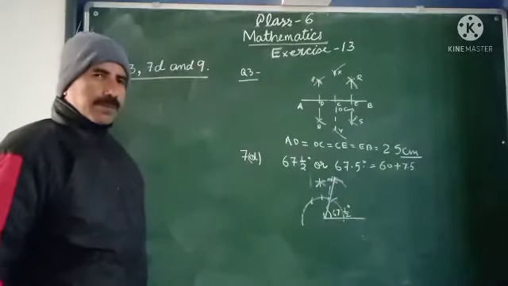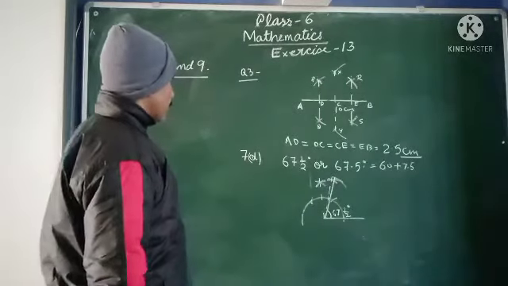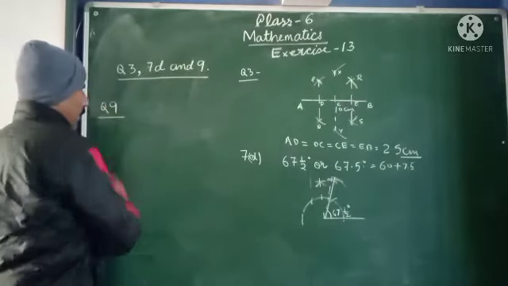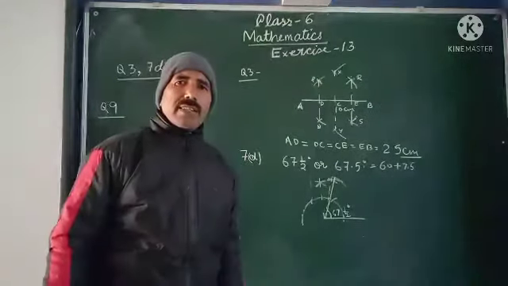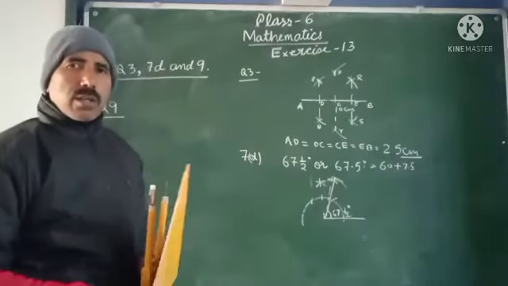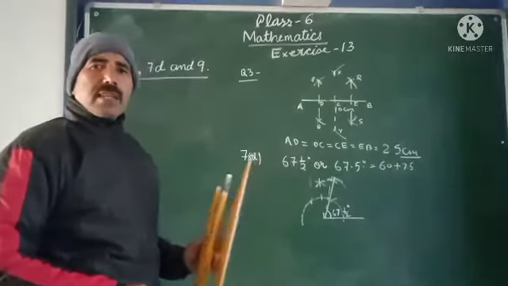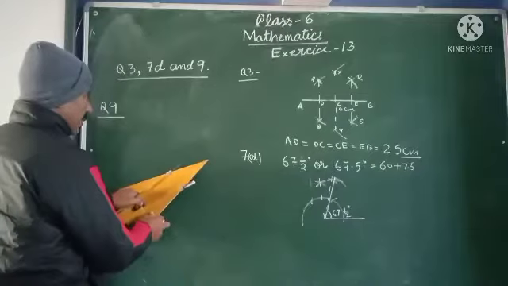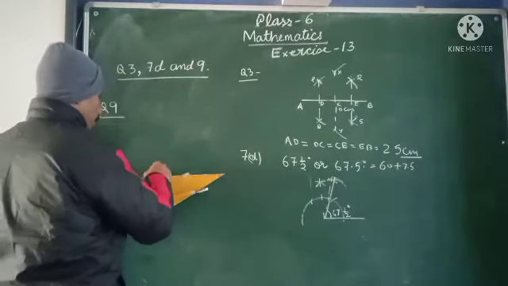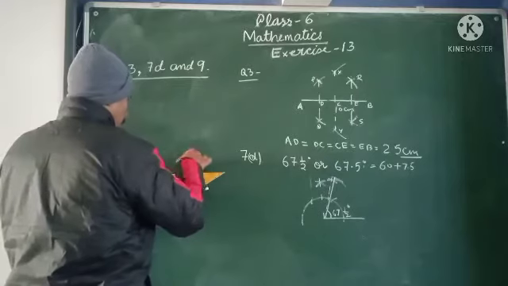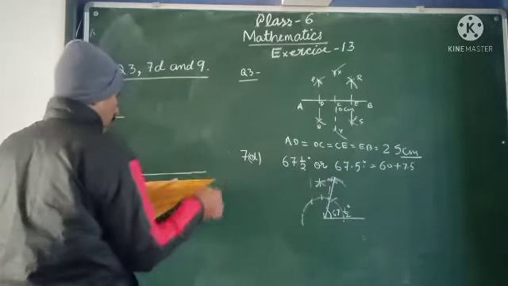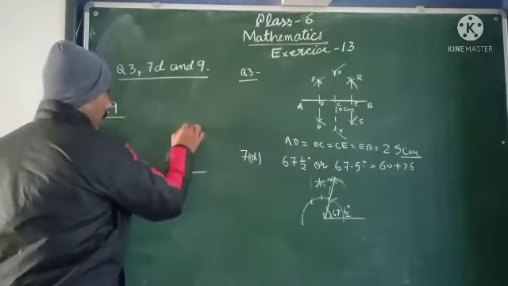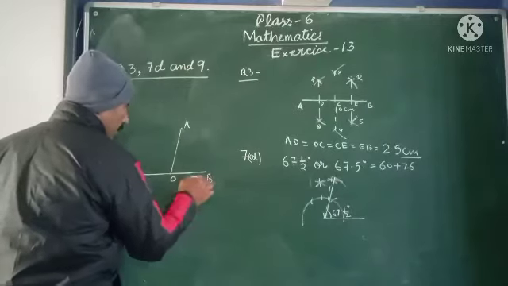I hope you understood it. Now question number 9. In question number 9 we have to draw a linear pair. Linear pair means a pair of angles whose non-common arms form a straight line. So you just make a straight line here, and then you can draw any line on it. Suppose it is A, O, B, C.